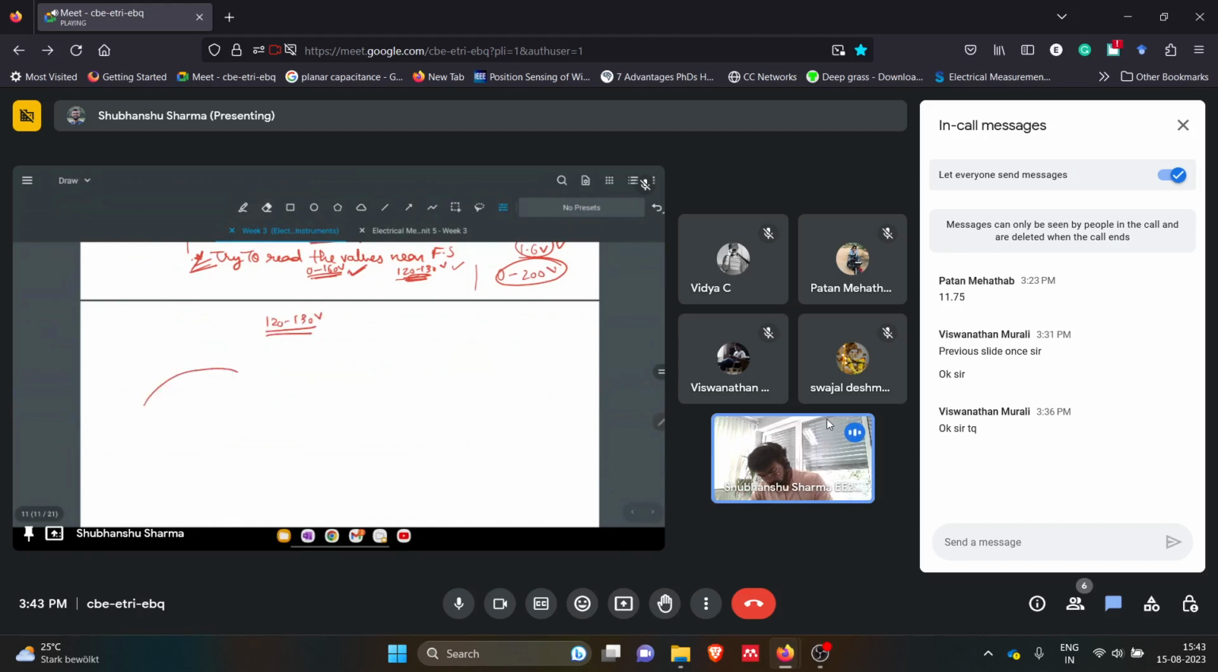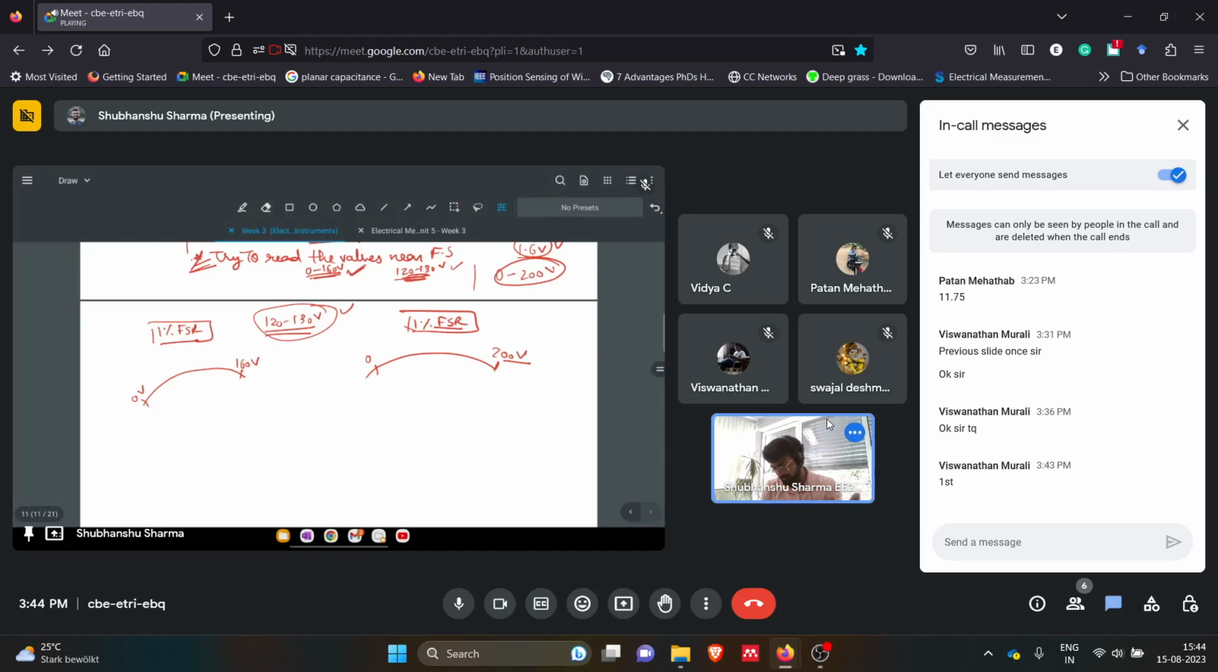Now you have two meters. One is from 0 to 160 volts, and one is from 0 to 200 volts. For both meters the error is 1% of full scale reading. This is the accuracy of both meters. Which meter will you choose for measuring these values? Normally the first meter. If you want to give the answer, you can write it in the chat box so others can also see.